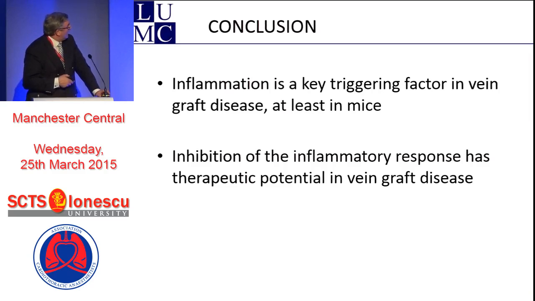So to conclude, I think that I did a good job to convince you that inflammation is a key triggering factor in vein graft disease, at least in mice, and that inhibition of these inflammatory responses may have a big therapeutic potential in this vein graft disease, especially as you keep in mind that the very early stages are crucial for long-term effects. And I can imagine that doing this kind of treatment just prior to or around the surgical intervention might have beneficial effects.